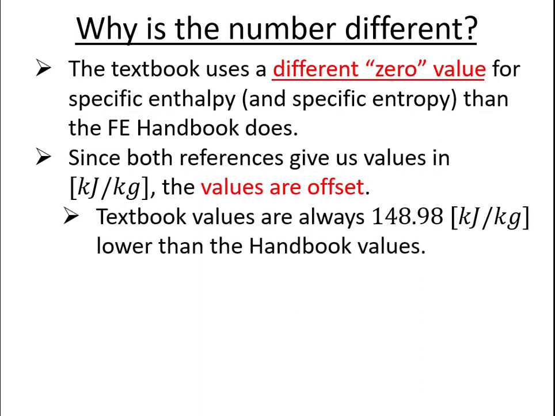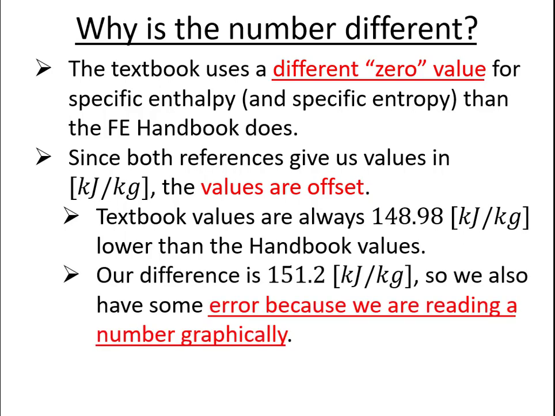So the textbook values are always about 150 kilojoules per kilogram lower than the values on these charts, which you can find in the FE handbook. Our difference graphically was 151.2 kilojoules per kilogram, so we're doing a pretty good job here in estimating the value, but there's some error because we're reading our number graphically off the chart.